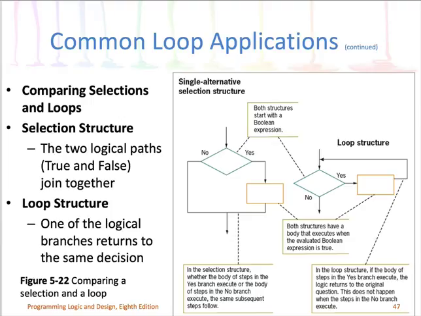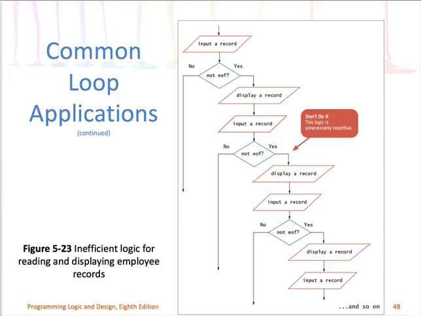So this is just a summary of comparing selection and looping. It should be fairly straightforward, and we talked about this. Here we're doing the same thing over and over again. If we wanted to process 1,000 records, this flowchart would have 3,000 items on it. So if you're doing the same thing over and over again and testing for the same conditions, then obviously you're going to want to do this with a loop. And in this case, you want to loop while we're not at end of file.